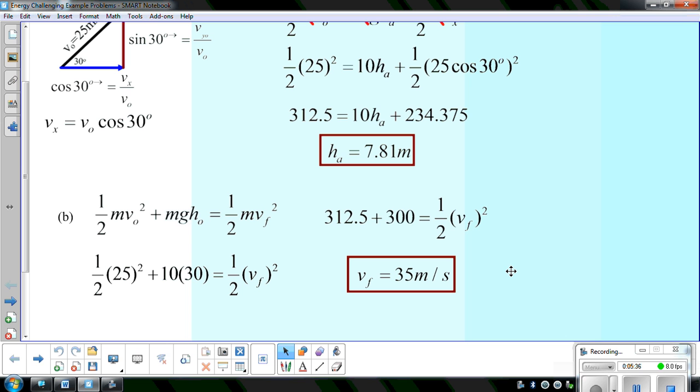So the final velocity, or the final speed, right before it hits the ground, is 35 meters per second. And yeah, it's at an angle, but because it says speed, we don't need to find that angle. So it's easy enough. Let's move on to the next problem.